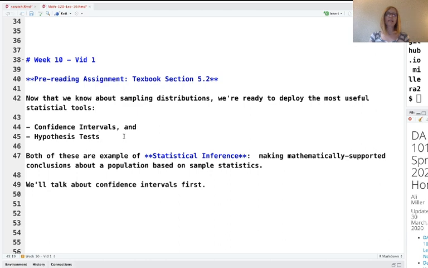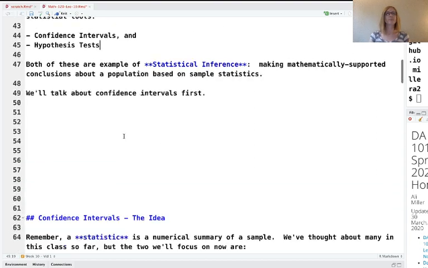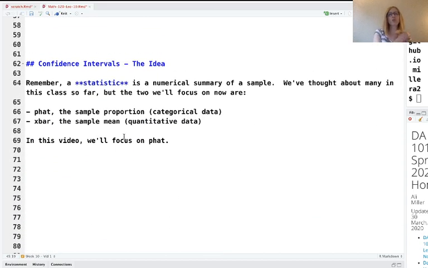Both of these things are examples of statistical inference. That's a word we've kind of focused on a bunch over the course of the semester. Remember, statistical inference is the process of making mathematically supported conclusions about a population based on our sample statistics. We want to go beyond the data that we actually have and say something about the population that it came from. So, let's start with confidence intervals first. So, here's the idea.